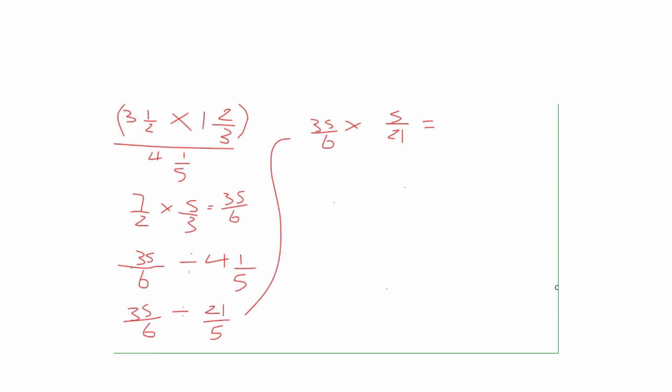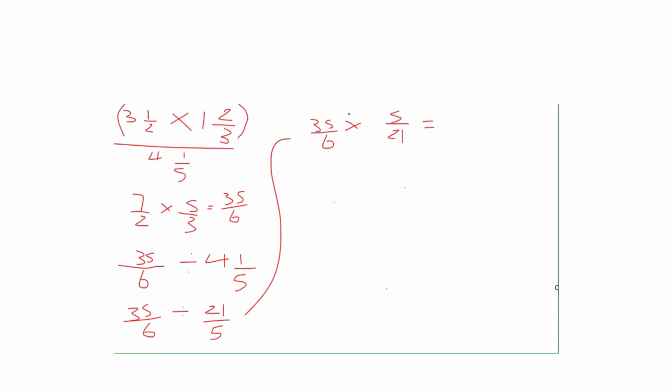That's 35 over 6 divided by the 4 and 1/5. Then we change the 4 and 1/5 to an improper fraction. We get 5 times 4 is 20 plus 1, that's 21 over 5. Then we're going to need to multiply. So we change the division sign to a multiplication sign, and when we do that, we have to flip.